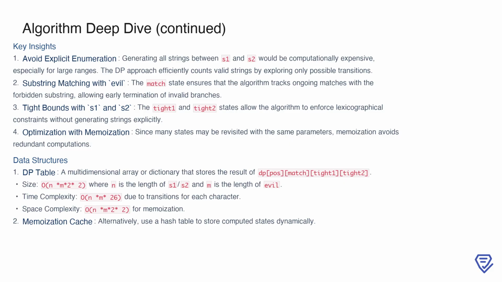Finally, memoization is crucial for avoiding redundant computations, as many states may be revisited with the same parameters during the process. The DP table or memoization cache is structured to store results for each state, with a time complexity of O(n*m*26), and space complexity of O(n*m*2*2), where n is the length of S1 or S2 and m is the length of the evil substring. This careful use of states and optimizations ensures that the algorithm scales well to large inputs.